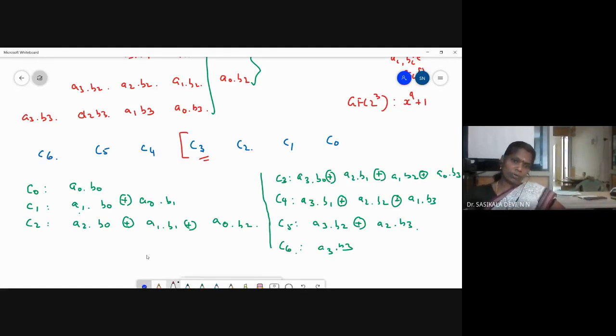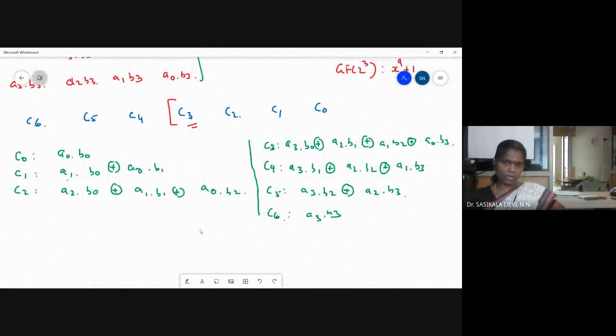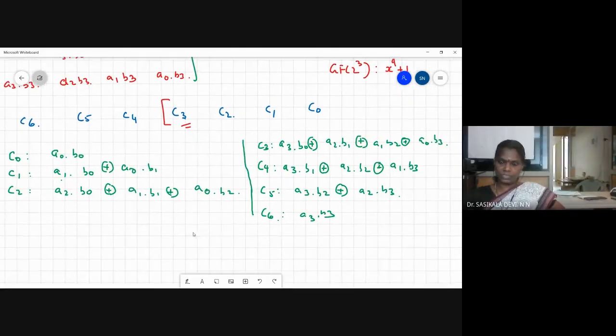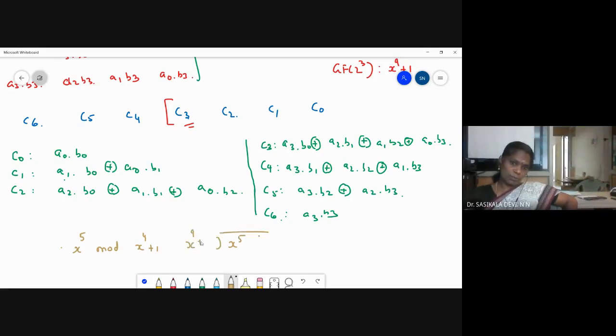Okay, but in x power 4 plus 1, a very simple thing is, because it's a polynomial with only two terms, to reduce this, for example, because to generalize this, I'm going to have one example here. Let me take x power 5 mod x power 4 plus 1. So x power 5 mod x power 4 plus 1 is nothing but x power 5. You need to find out the remainder, x power 4 plus 1. So one time, x power 4 into x is x power 5 plus x.